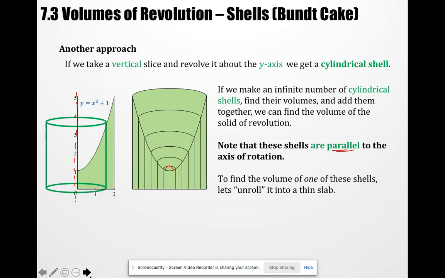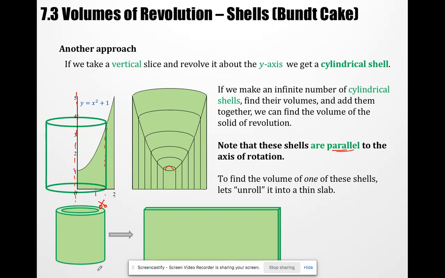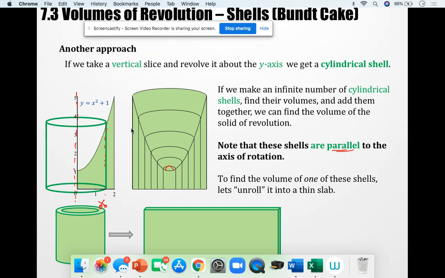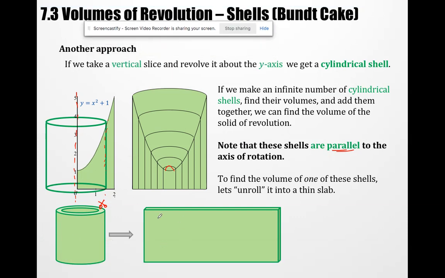So I want you to imagine unrolling a cylinder, right? So take scissors and cut. If you cut one of those cylinders, you get a slab, right? Imagine it's a piece of paper. Maybe it's 8 by 11. The height of the cylinder is still the height of this paper, or this slab.